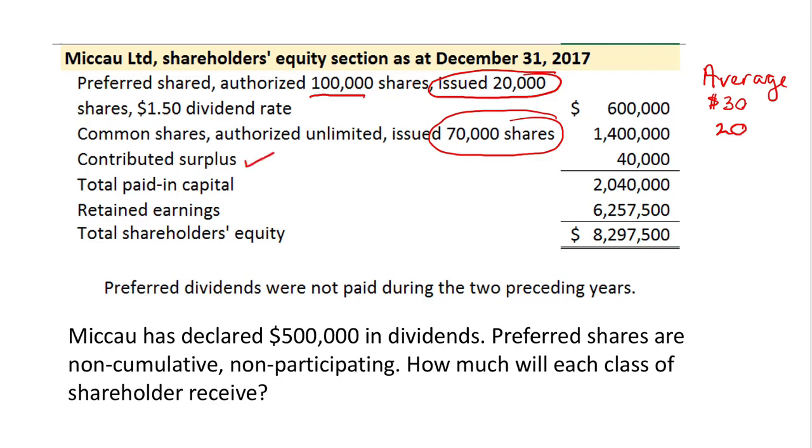In this question, we have some contributed surplus. And you remember from other videos and from your reading that the contributed surplus may have arisen from perhaps some subscription shares that were not fully paid for, and the company retained the down payment or the payments that were made.